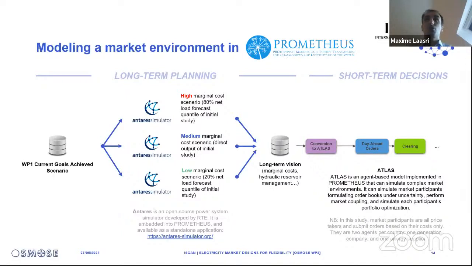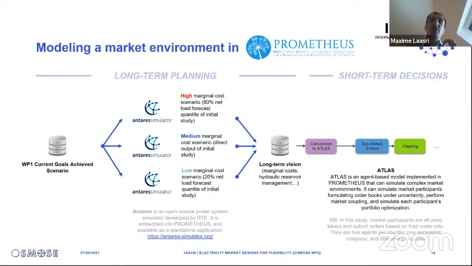Just a quick mention to understand what this scenario is about. If you look at the European scale, it's very close to the TYNDP scenario in terms of capacity per technology. So now that's for the long-term planning part. We run the Antares simulator 3 times and we obtain a long-term vision.